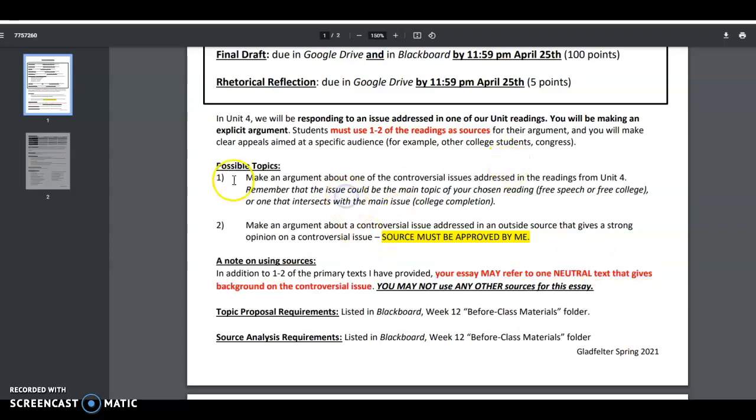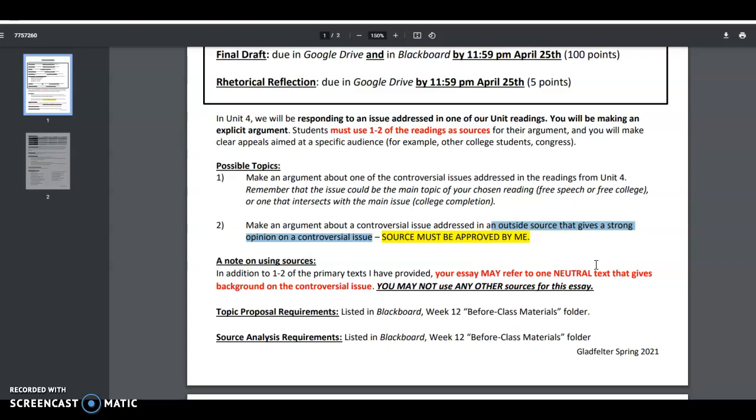If you don't feel strongly about any of the topics from the readings from Unit 4 or any of the intersecting issues, you can make an argument about another one if you find an outside source that gives a strong opinion on that controversial issue. A big part of this assignment is that we're responding to someone else's argument, so we need something to bounce off of.